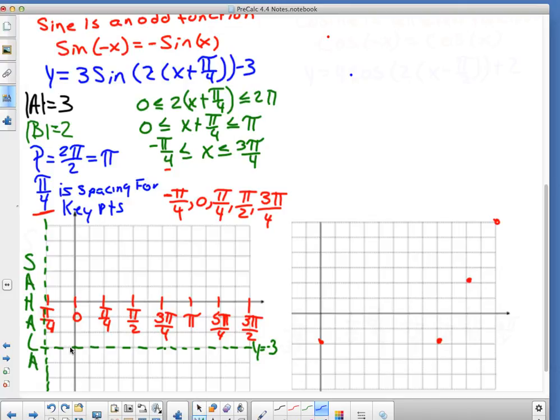I'll graph my points in blue. We start on the axis. Okay, remember pi over 4, we go to 0 high, which is 3, away from our axis of symmetry, back to our axis, 3 low, away from our axis of symmetry, back to the axis, 3 high, back to the axis, and 3 low.